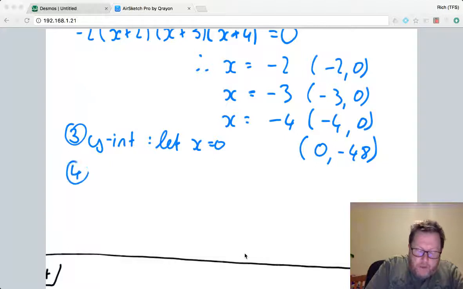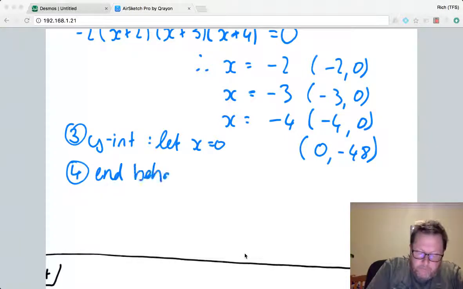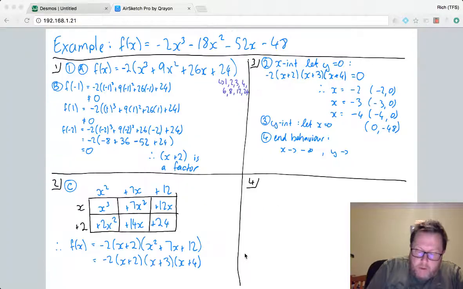And number 4 is the end behavior. So as x approaches -infinity, what's y doing? I'd probably do this from factor form, but I can easily do it from here as well. Again, the -48 doesn't make much of a difference when x is huge, so we just have a look here.